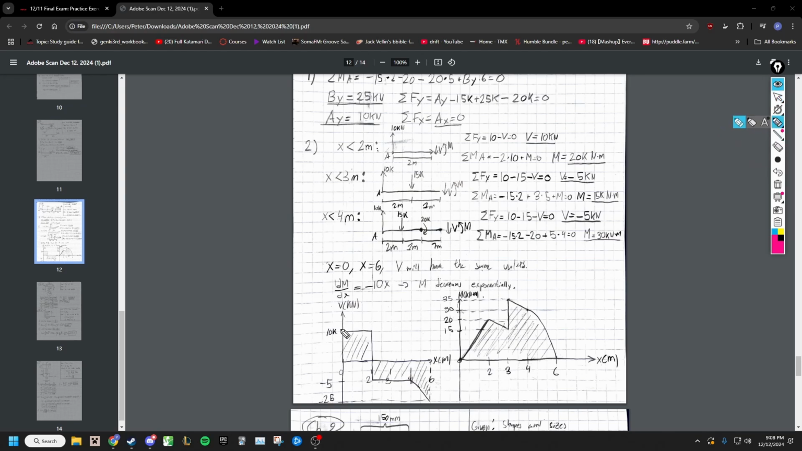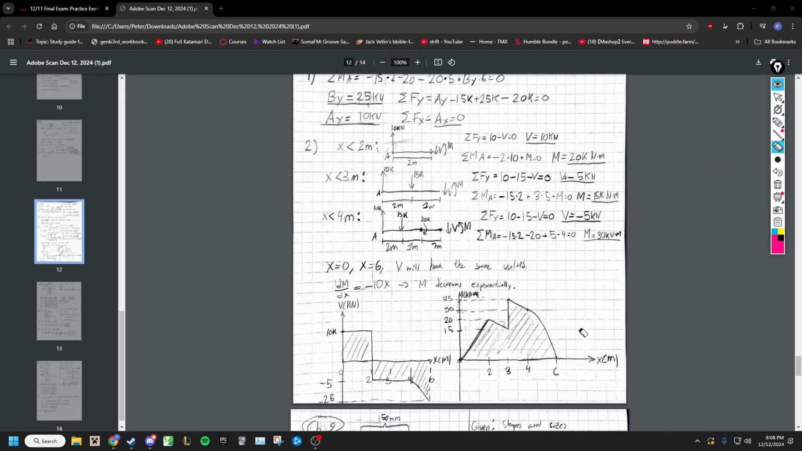So here we have our 10k from 0 to 2, our -5 from 2 to 4, and then from 4 to 6, we linearly decrease down to -25 because the rate of change is -10x, right? We know it has to go down.